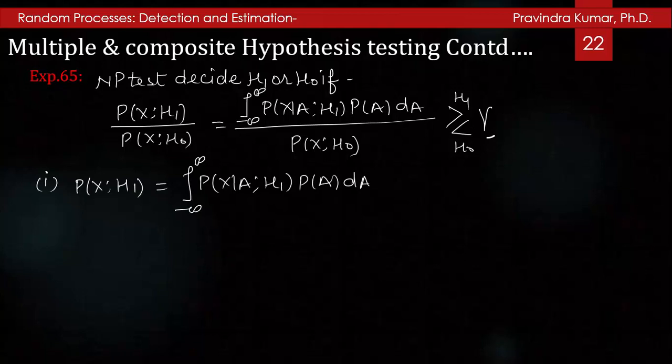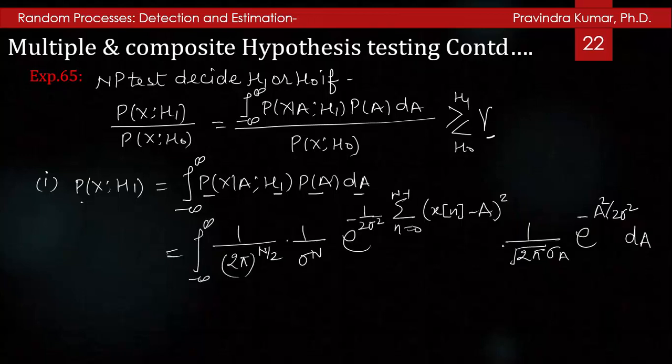From here, first we will calculate the PDF under hypothesis H1. So the PDF under hypothesis H1 is the integral from minus infinity to infinity of the conditional PDF p(x | A, H1) p(A) dA, where the conditional PDF is 1 by (2 pi sigma square) to the power N by 2 times e to the power minus 1 by 2 sigma square summation n equals 0 to N minus 1 of (x[n] minus A) whole square, and p(A) is the probability of A. We have assumed that A is a Gaussian random variable with mean 0 and variance sigma A square.